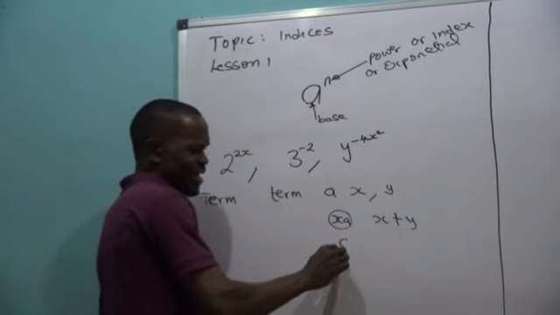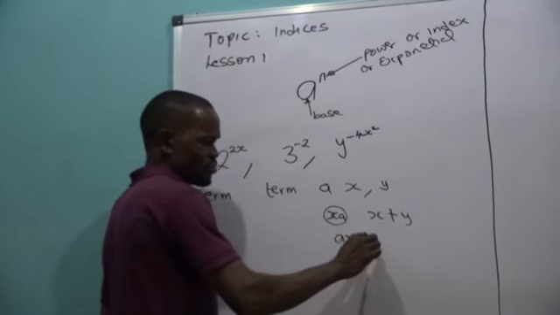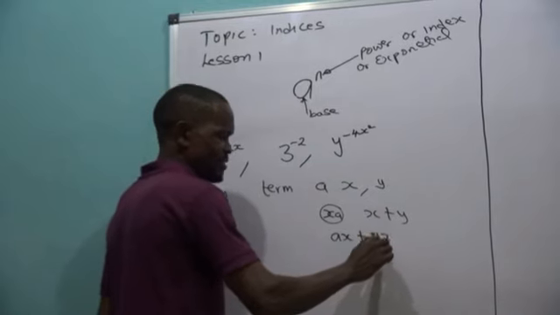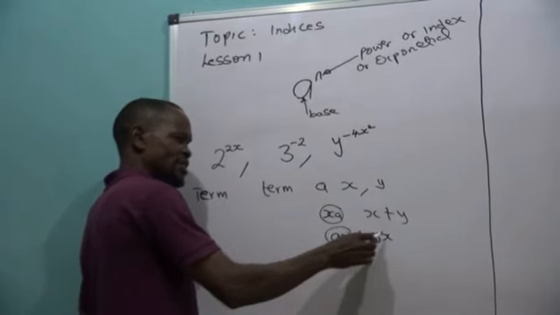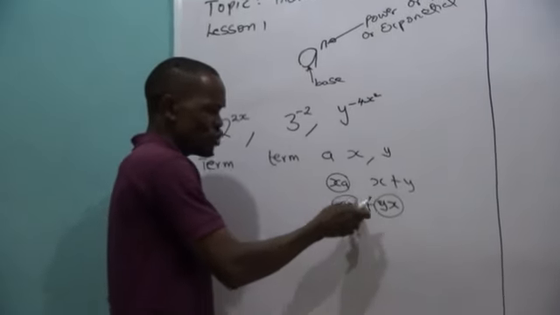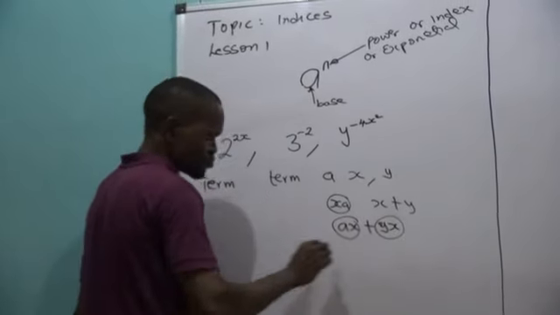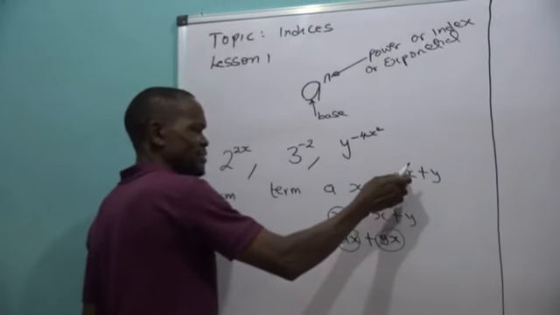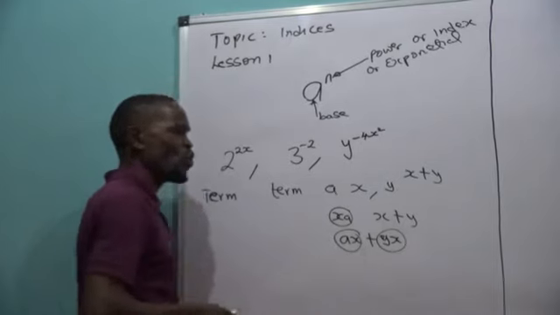As soon as I write AX plus 2 plus YX, this is a term, and this is another term. So how many terms do I have here? Two. This and this. If I write now X plus Y, this is two terms. X is the first term. Second term is Y.